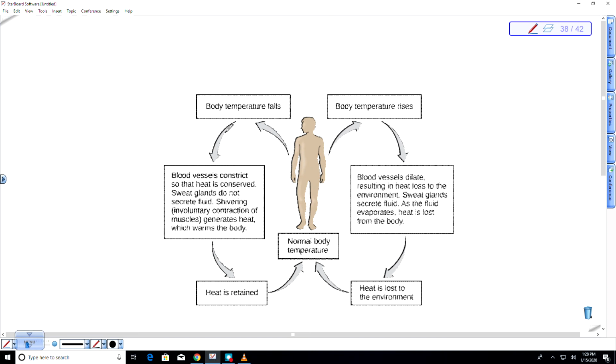And then when we were looking at our tissues, we talked about how we can conserve heat. We can actually produce heat by shivering. So shivering skeletal muscles would be the effector. They would cause chemical energy to be turned into mechanical energy, and that generates heat. It's an exothermic chemical reaction, which helps to warm the body, so heat is retained. So this is just an example of that negative feedback mechanism.